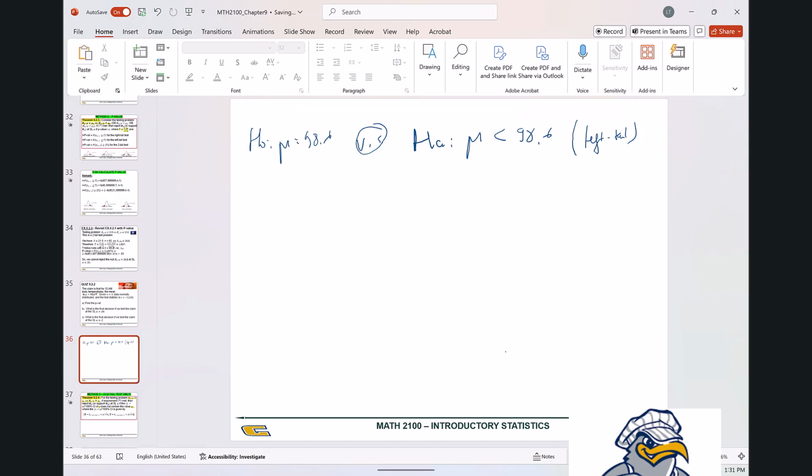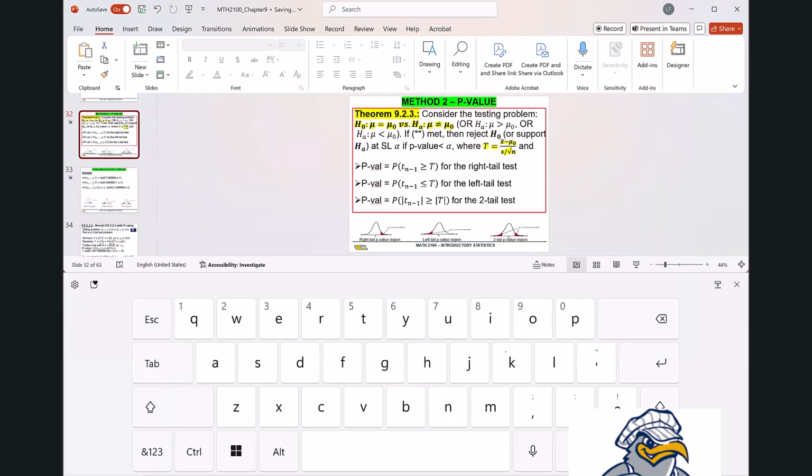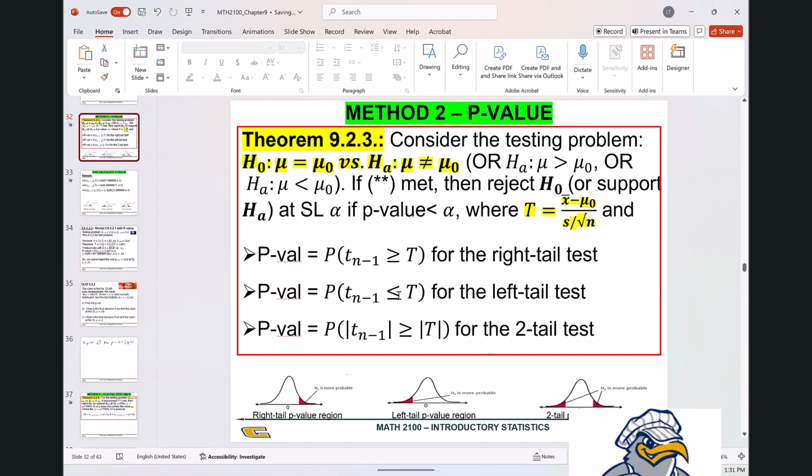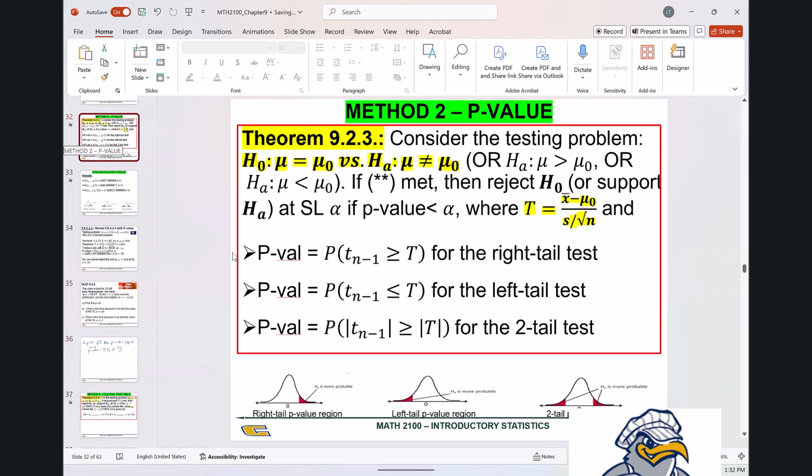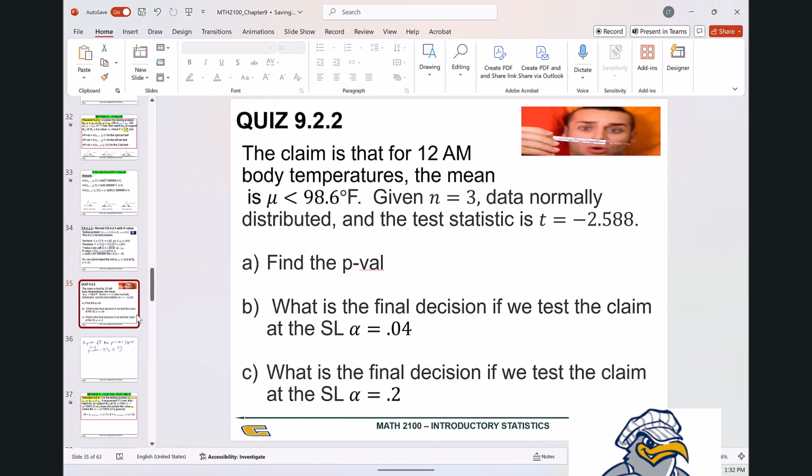So you need to calculate your p-value in this fashion: T n minus 1 less than or equal to t. And remember your n here will be 3. So you want to find the p-value using T2 less than or equal to t. There's a formula here for a left tail test, and the t is calculated for you already: negative 2.858.